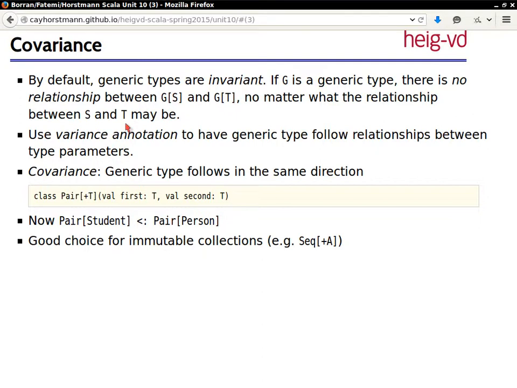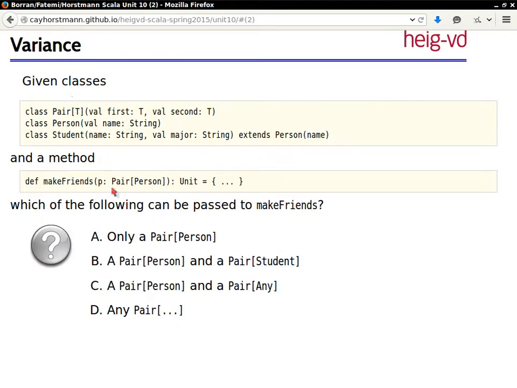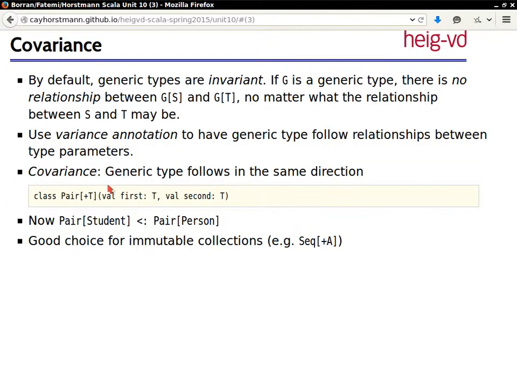But if it wasn't generic, like a method that takes two persons, like make friends of p1 colon person, comma p2 colon person, then the subtyping relationship would take care of it. But when you have it inside a generic type, then by default, it just doesn't want to do anything. And that doesn't sound totally intuitive, right? You would think, well, a pair of students is, of course, a pair of person. And why doesn't it work?